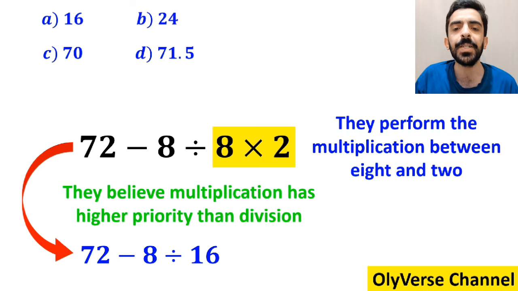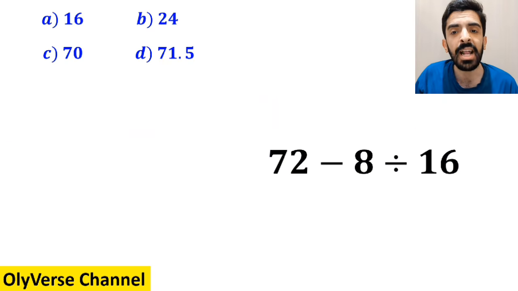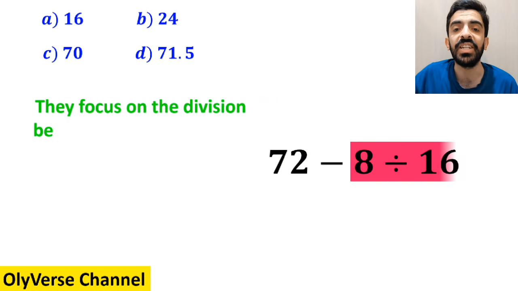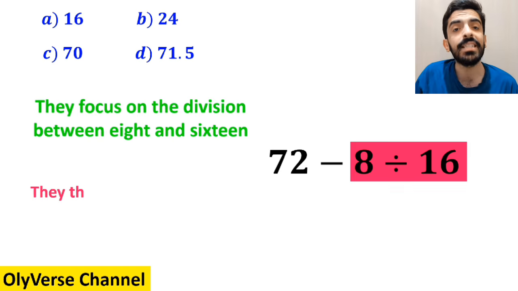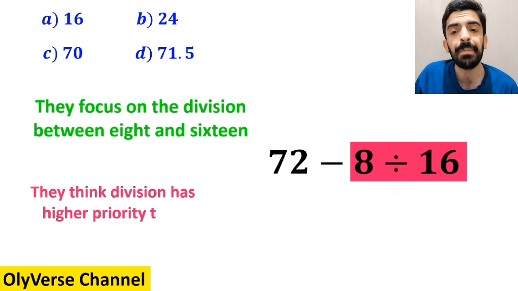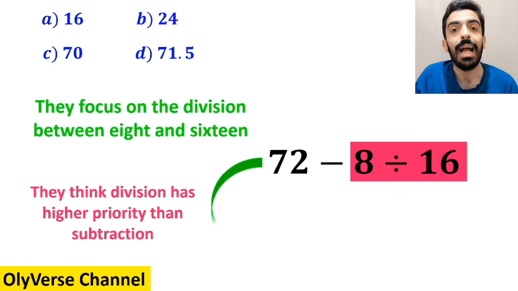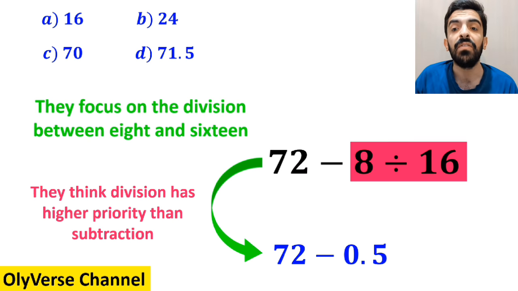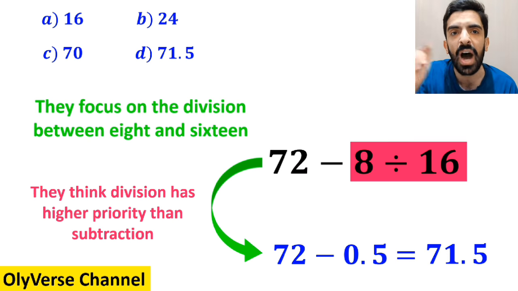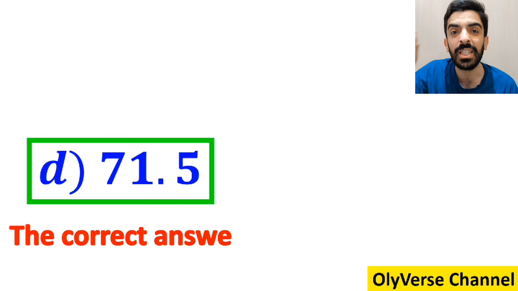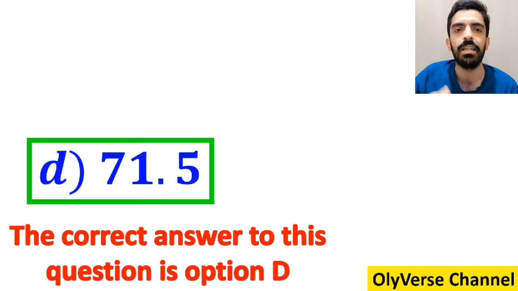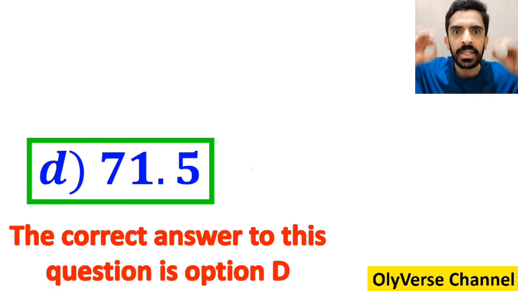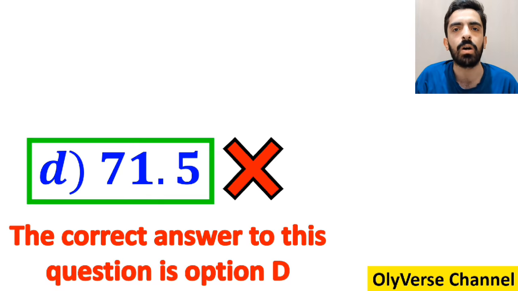So they rewrite this expression as 72 minus 8 divided by 16. In the final step, they focus on the division between 8 and 16 because they think division has higher priority than subtraction. And they rewrite this expression as 72 minus 0.5, which equals 71.5. And immediately, they conclude that the correct answer to this question is option D. However, this answer is absolutely wrong.